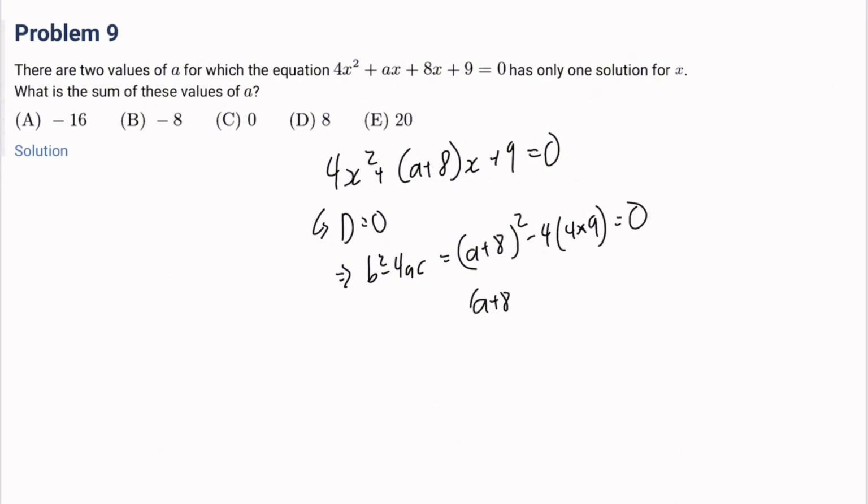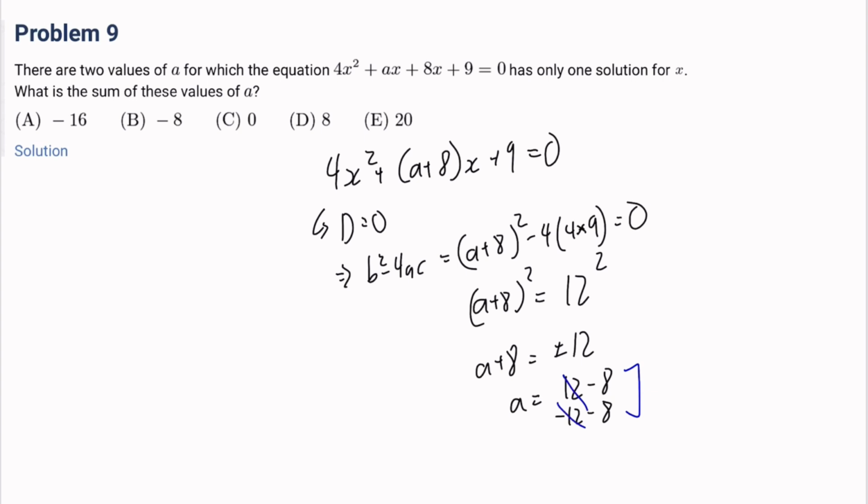So (a plus 8) squared equals 16 times 9, and this is 144, which is 12 squared, right? And so a plus 8 is going to be equal to plus or minus 12, so a is 12 minus 8, or negative 12 minus 8, right? And we want the sum of the values of a, and so if we sum these up, these two are going to cancel, so that's going to be negative 8 times 2, which is just equal to negative 16, right? So the answer is negative 16.